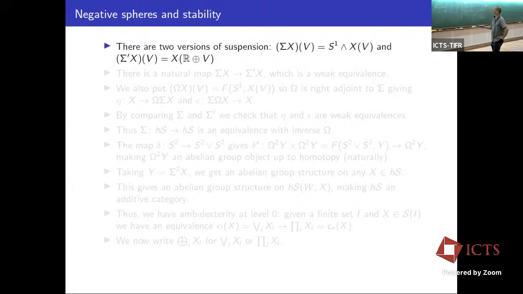Okay, so there are two ways that we can do a suspension. One way to do the suspension, which I'm going to call sigma, is you just take the suspension of individual spaces. So the suspension of a space is just smashing with a circle. So we could just do that. Or we could do this other kind of suspension, the shifting thing. So sigma prime X evaluated at V is just X at R plus V.